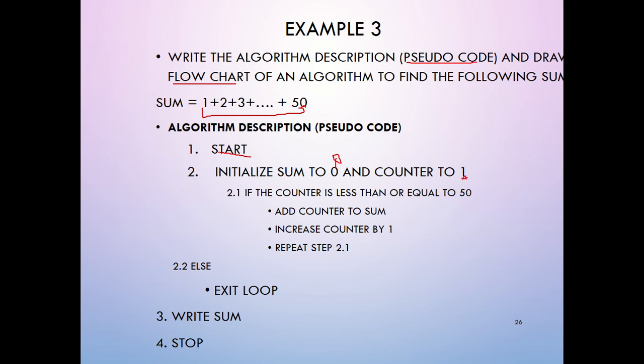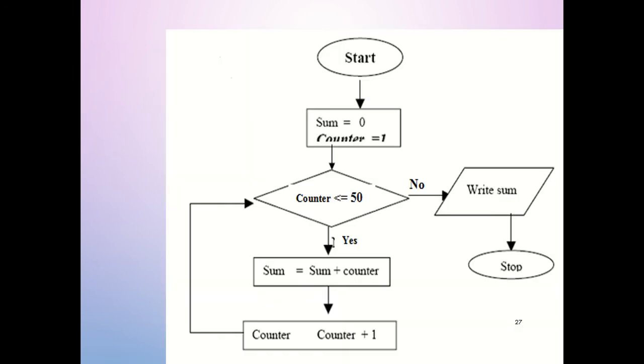If the counter is less than or equal to 50, you should add all the repetitive values of I or any variable. Else exit the loop. If the counter is greater than 50, stop. Write sum, stop. This is what the flowchart looks like. Start, sum is equal to 0, counter 1. Counter is less than or equal to 50, add: sum equals sum plus counter. Counter equals counter plus 1.